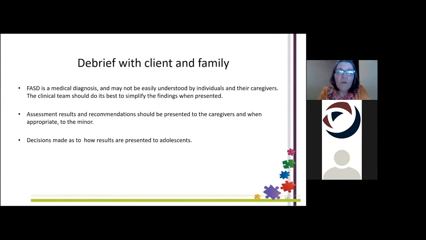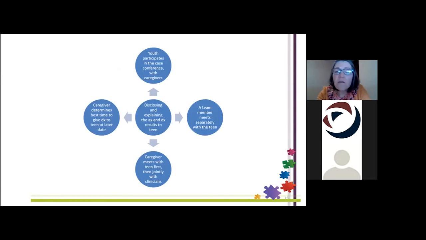It's usually not with the whole team. It may be a bit overwhelming for the family and client. And the next slide does show how decisions are made and how the results are presented to adolescents.